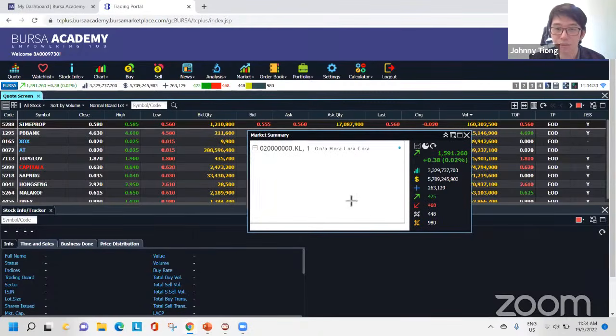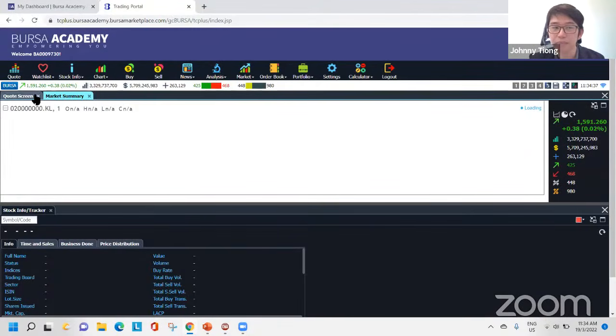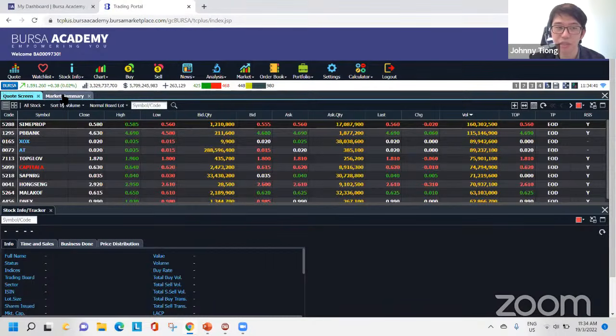Okay, we have all the market summary. Then we can include it in our main tab. Yeah, so we have all the things. So when you are investing, you can just press the market summary and you can see everything.